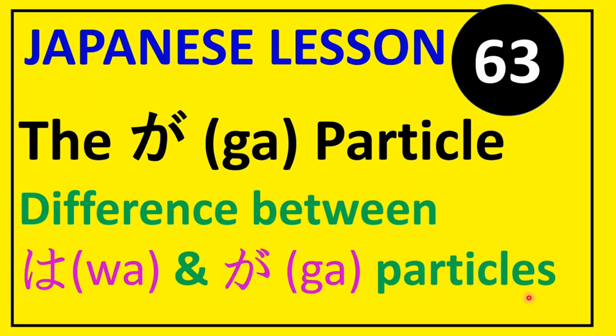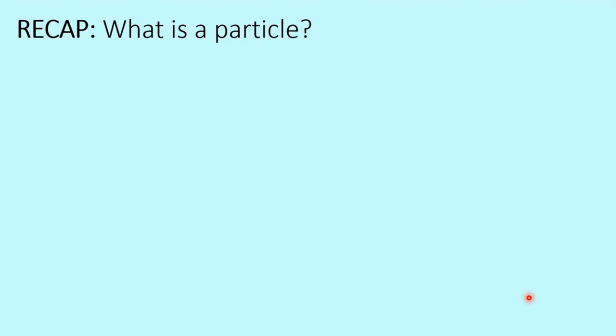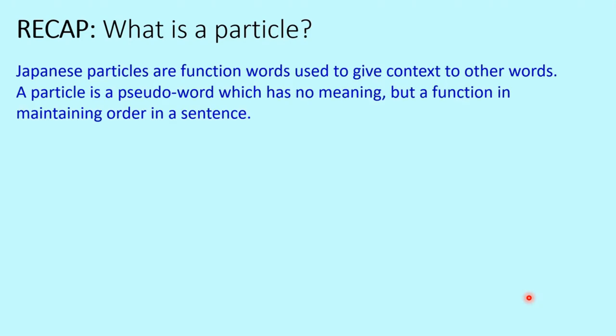So let's begin today's lesson 63, the ga particle, difference between wa and ga particles. We have discussed several particles in different lessons of this series, and today's lesson is about yet another particle, that is the ga particle. But before going into that, let's quickly summarize what is a particle in Japanese grammar.